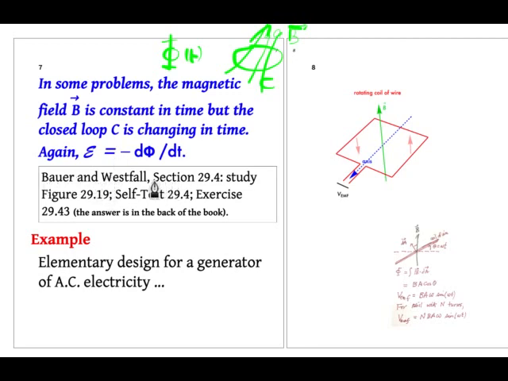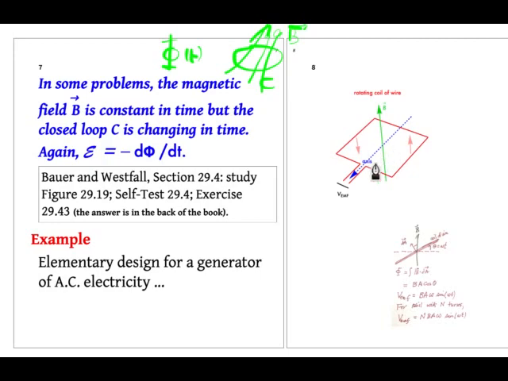So I recommend that you read section 29.4, which concerns this case where the magnetic field is constant, but the loop is changing. Study figure 29.19, answer the questions in the self-test 29.4, and do exercise 29.43. It's a simple exercise, and in fact, the answer's in the back of the book, because in the textbook by Bauer and Westphal, the answers to all the odd-numbered problems are in the back, so you can check whether you've got the right answer.